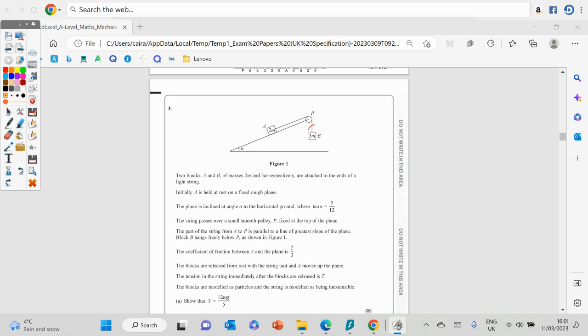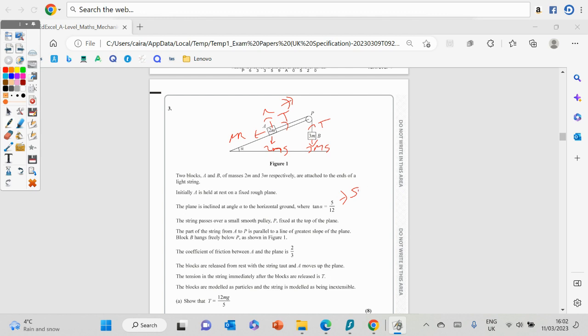So we've got tension, and we've got the weight of this thing being 3mg. I've got a normal reaction coming off. I know the tension's going that way, in the direction of motion. So it means my frictional force, mu times R, will be coming down the plane, and my weight of this is 2mg. So I can clearly see what's going to happen here, because I can resolve. I should also make note of the tan alpha bit, just so I don't forget. It's 5/12, so it's a 5, 12, 13 triangle.